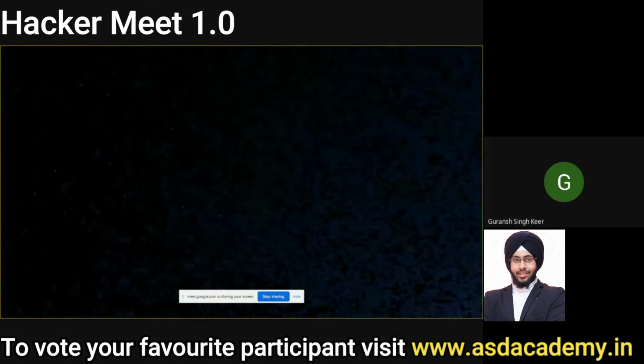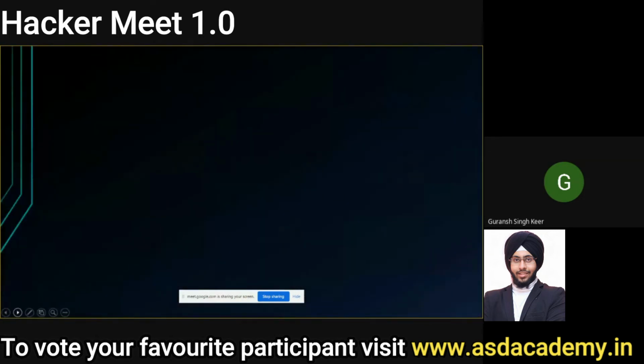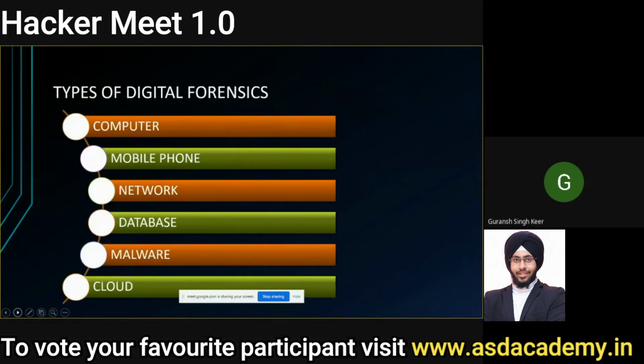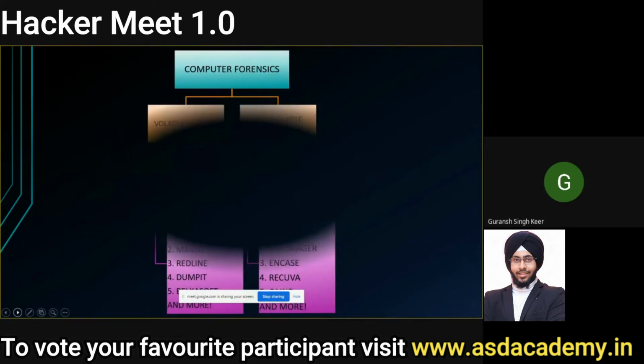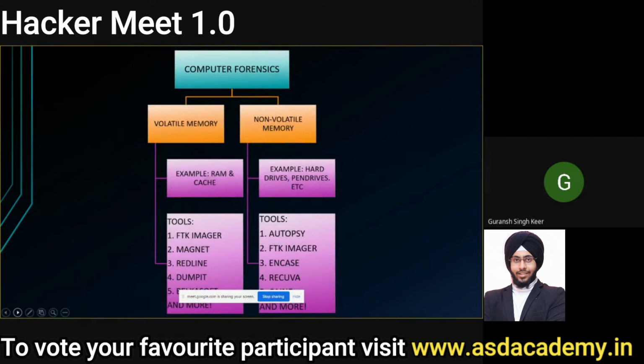Talking about types of digital forensics, there are many types, like computer forensics, mobile phone forensics, network forensics, database forensics, malware forensics, cloud forensics, IoT forensics, drone forensics, and many other fields that are coming up nowadays. For today's session, I will be mainly focusing on computer forensics. You can see a flow chart of computer forensics.